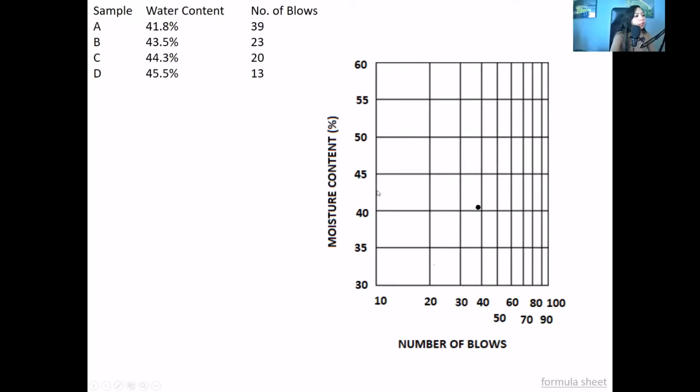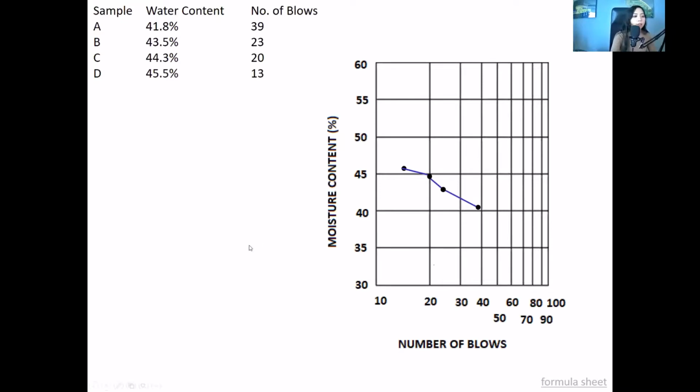And then I have 43.5%. So dito, lower half ng 40 to 45. No. So upper, siguro. And then 23, it will be somewhere here. And then C, I have 44.3. Okay. And then 20. So dito, malapit sa 45. Okay. And then lastly, I have 45.5. So lumampas na ako sa line na to. And then 13 number of blows. So siguro, where? Around here. Ayan. Then same sa ginawa natin. I-dikit-dikit lang siya or trace mo lang yung dots and then that will be your graph for number of blows versus moisture content.